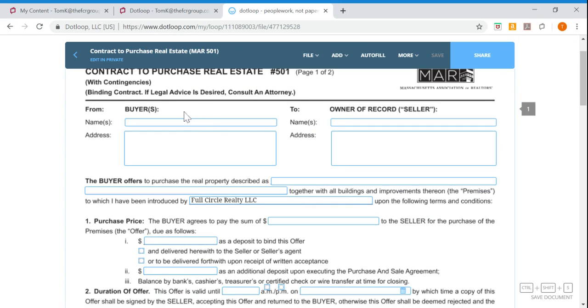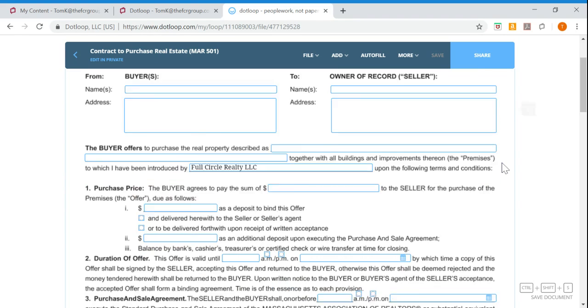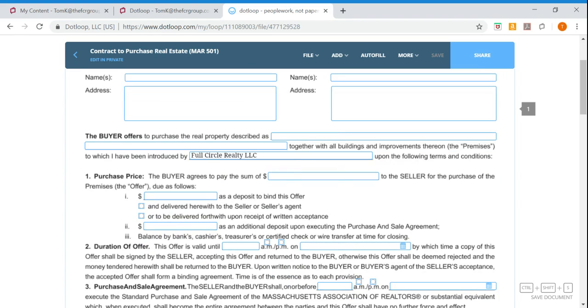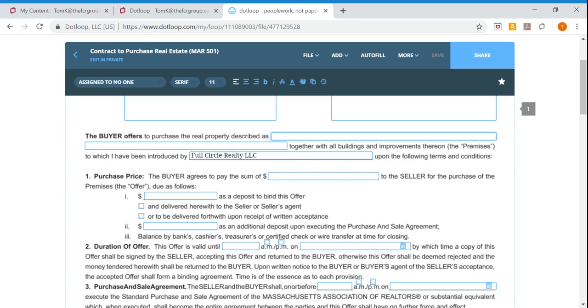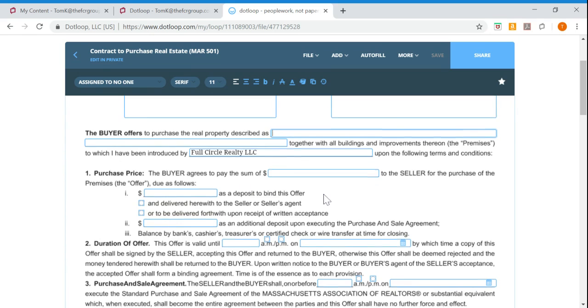So initially, you're going to start out with filling out your buyer's information, so their name and current address. You don't need to worry about putting anything in the owner of record section because it's listed as owner of record. You're going to want to fill out the complete property address and reference the MLS number where you found it. It was introduced by Full Circle Realty LLC. Since you're a representative of our brokerage, this will be pre-filled in.